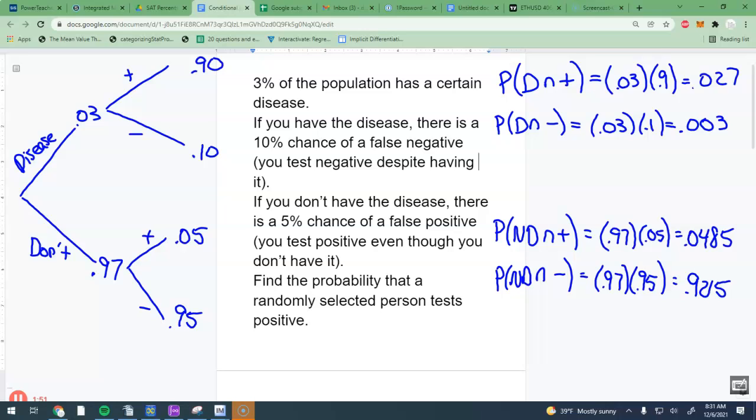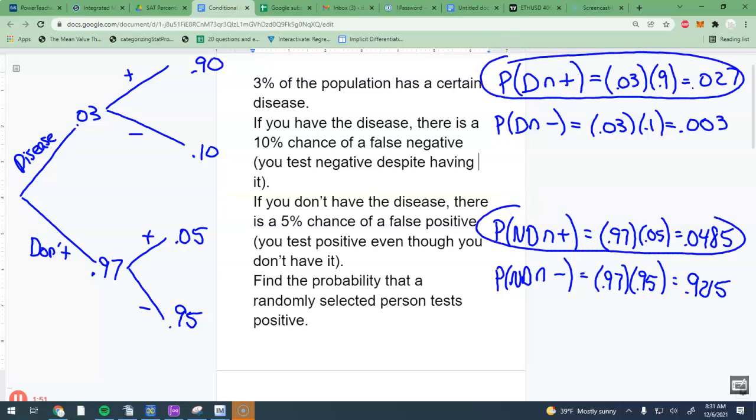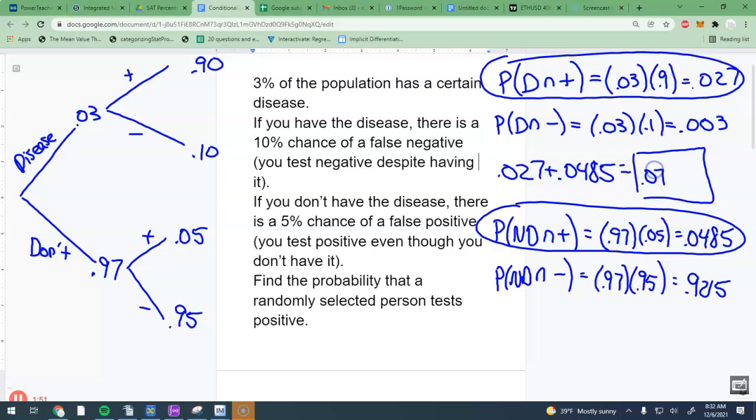So find the probability that a randomly selected person tests positive. So there's two ways that you can test positive. You can test positive here, or you can test positive there. So you would add those up and say 0.027 plus 0.0485. Sam, what we got? 0.0755. Thank you.